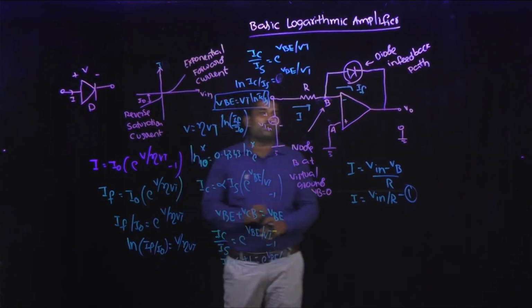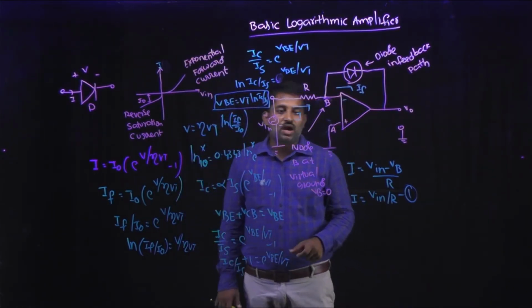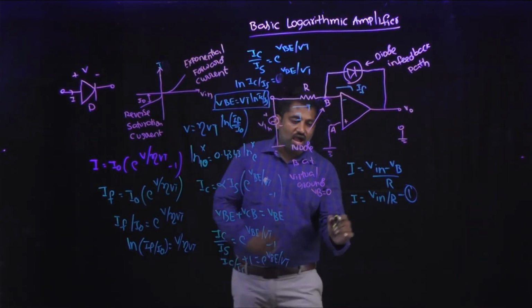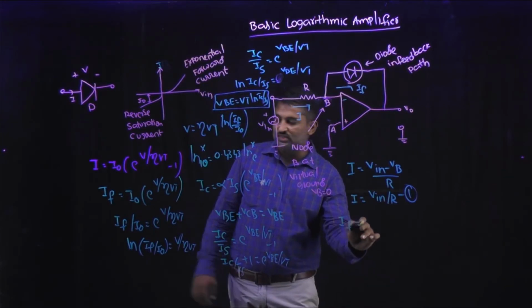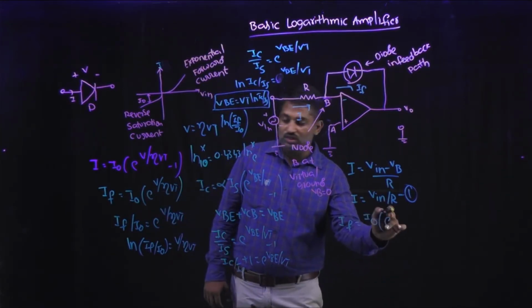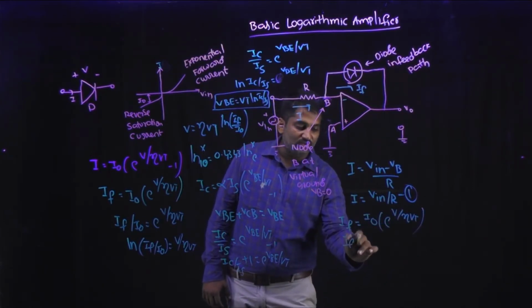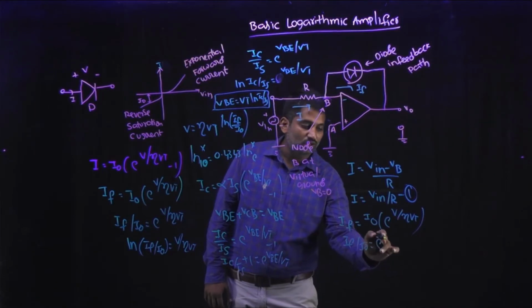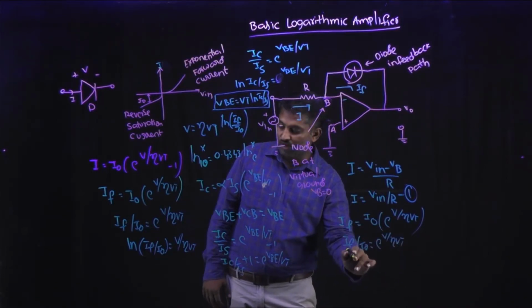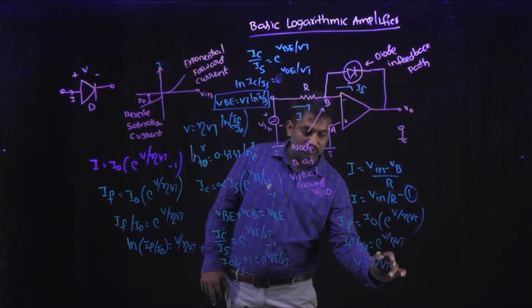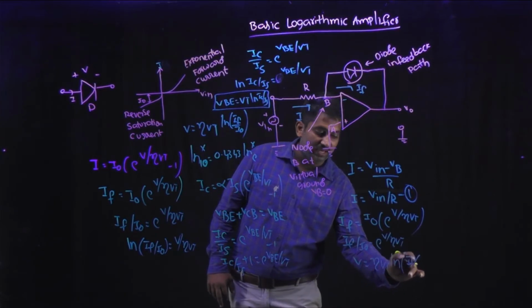Next, what happens for the feedback current? As the current passing through the op amp is zero, IF will be equal to I. And we all know that the IF equation for the diode is IF is equal to I naught into e power V by eta into VT. So from this, IF divided by I naught will be equal to e power V by eta into VT. From this, we calculated already V is equal to eta into VT into ln of IF divided by I naught.